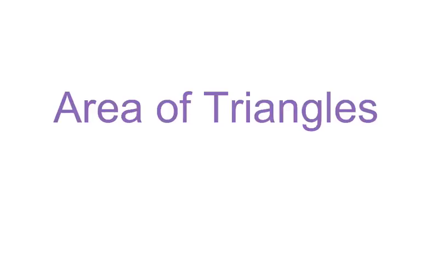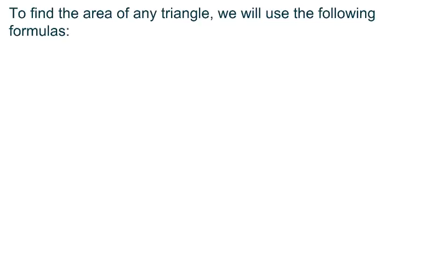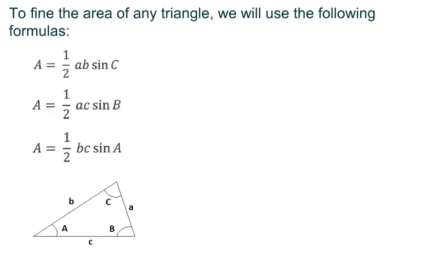Today we're going to talk about area of triangles. To find the area of any triangle, we will use the following formulas. First, A is equal to 1/2 AB sine of angle C, or A is equal to 1/2 AC sine of angle B, or A is equal to 1/2 BC sine of angle A.